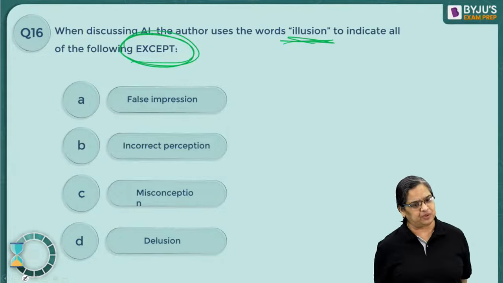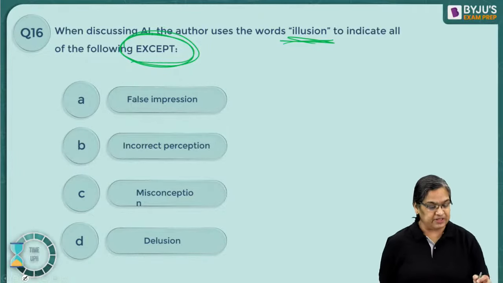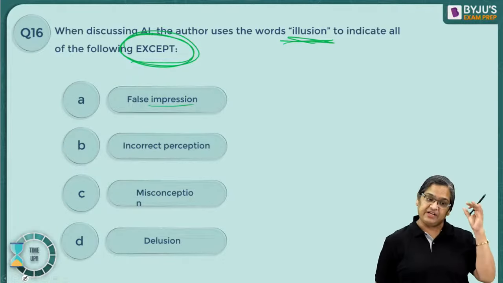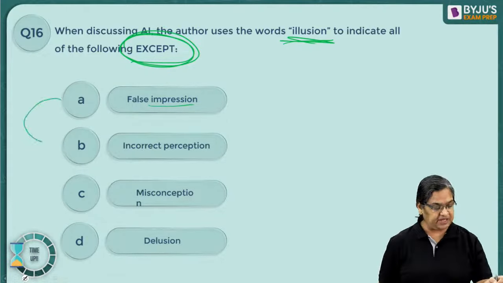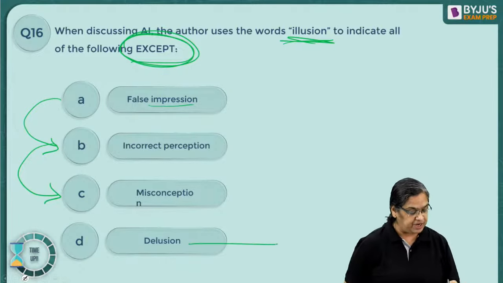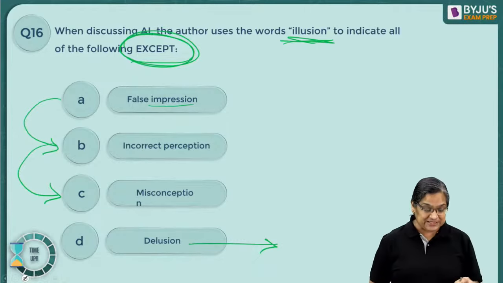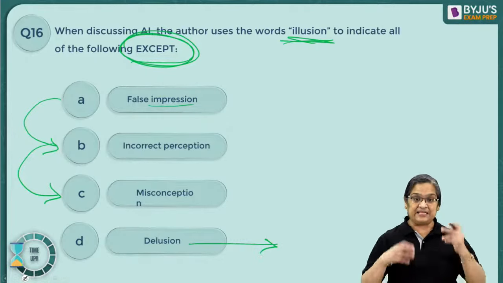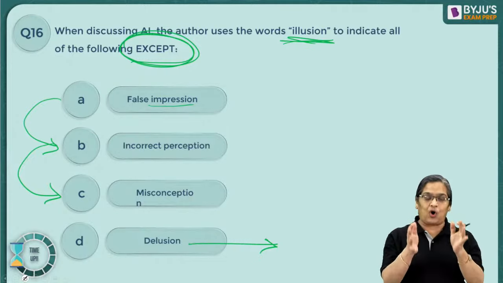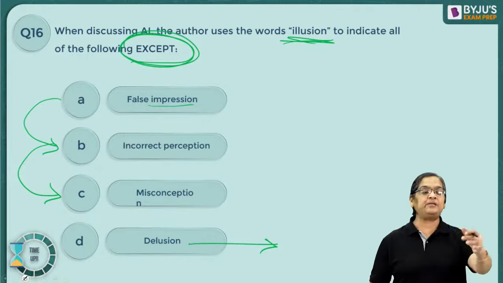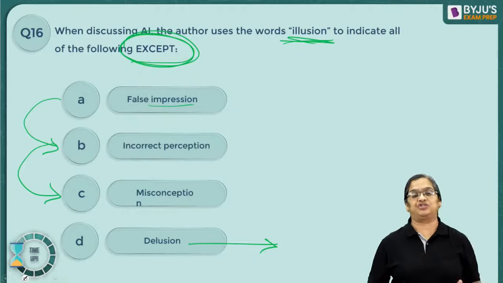Impression means perception only. So don't go with impression as a visual impression, okay? False impression means having the wrong idea, which is the same thing as incorrect perception, which is the same thing as misconception. Now, delusion also means wrong notion, but the difference with delusion is that I continue to have the wrong notion despite being shown evidence to the contrary.